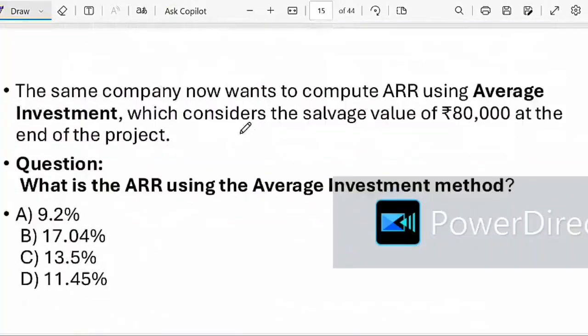Now, friends, let's try this one. The same company now wants to compute ARR using average investment, which considers the salvage value of 80,000. So, what is the ARR using average investment? Please tell me. I'm giving you 1 minute to solve.